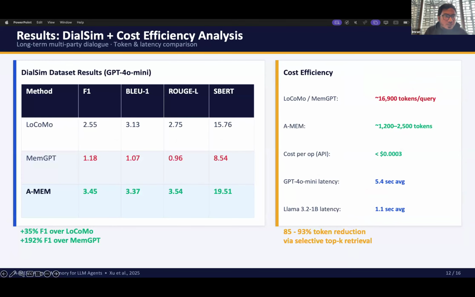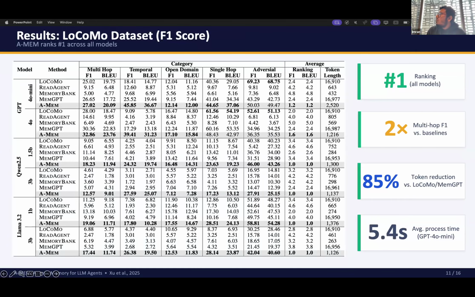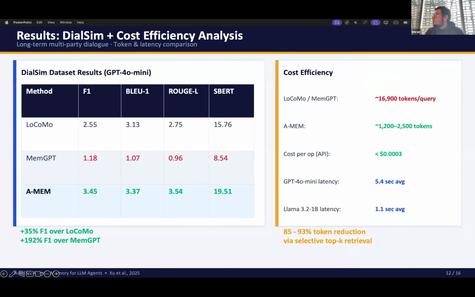And if we go to the other one, which is DialSim, okay, sorry, this one is only for LoCoMo, and this one is for DialSim. So for DialSim, they added those 3 metrics, which are BLEU, ROUGE, and SBERT, and it's also performing well.